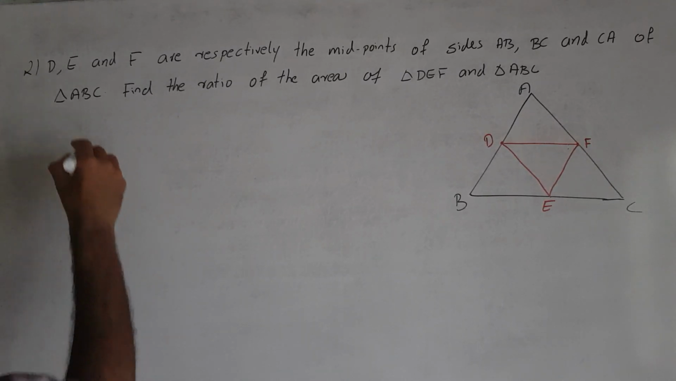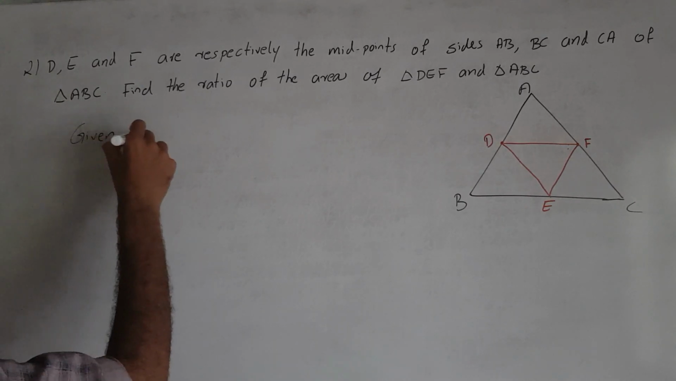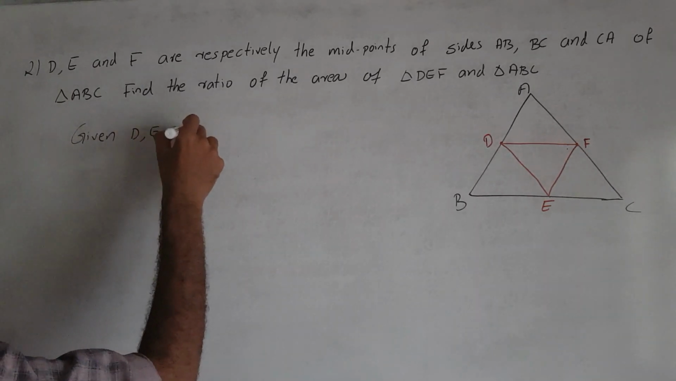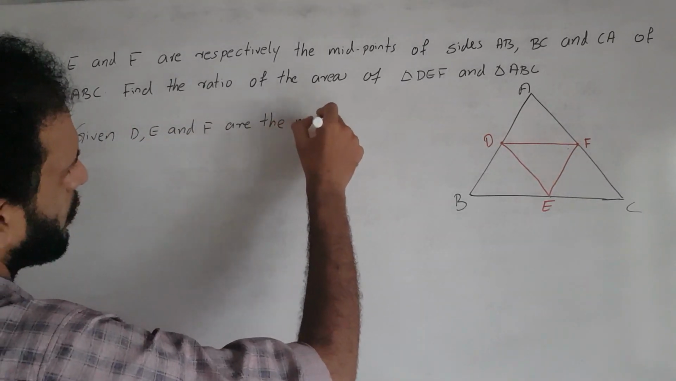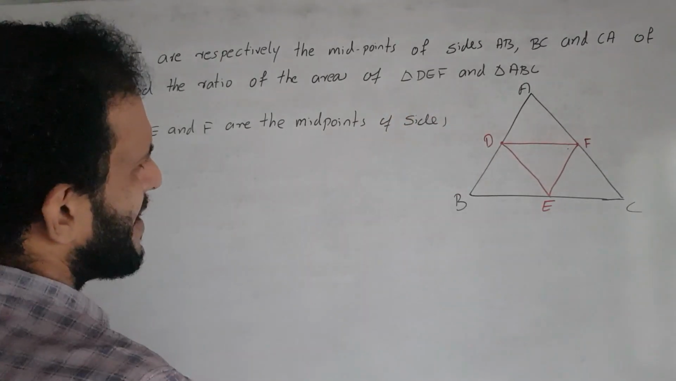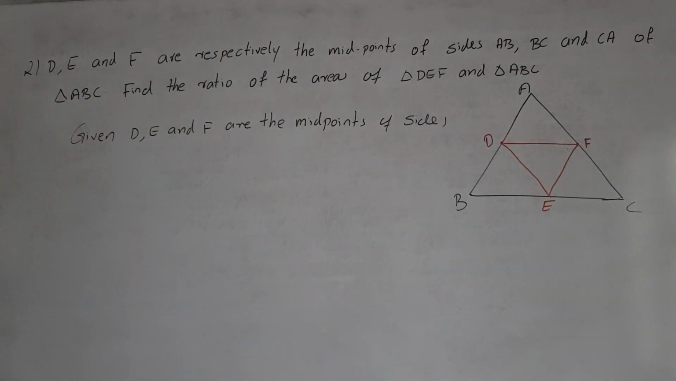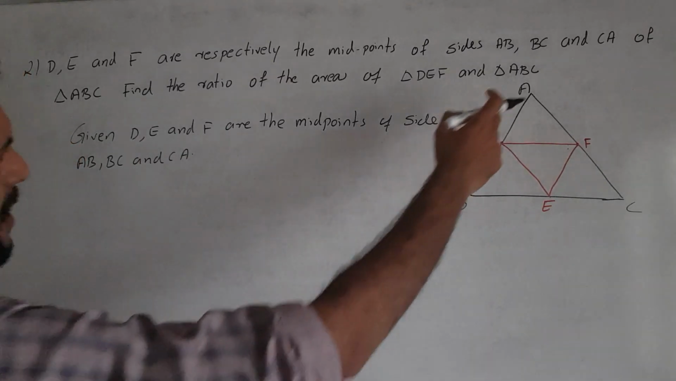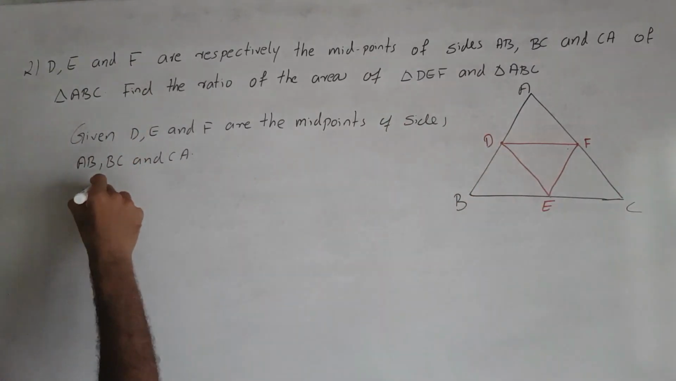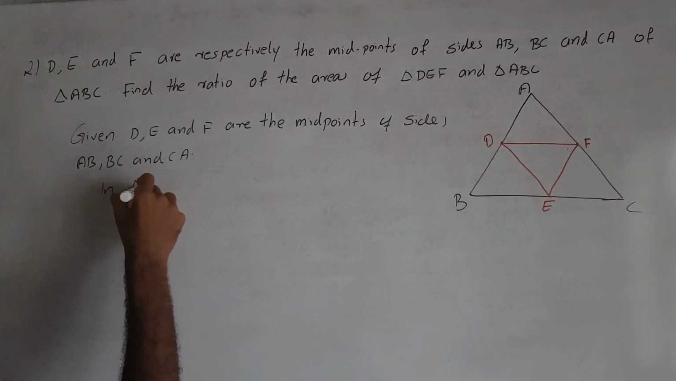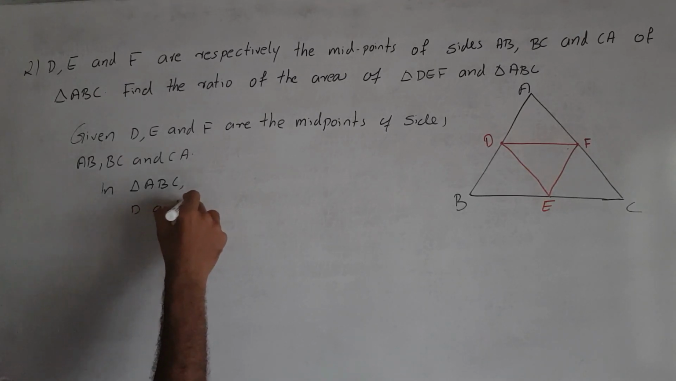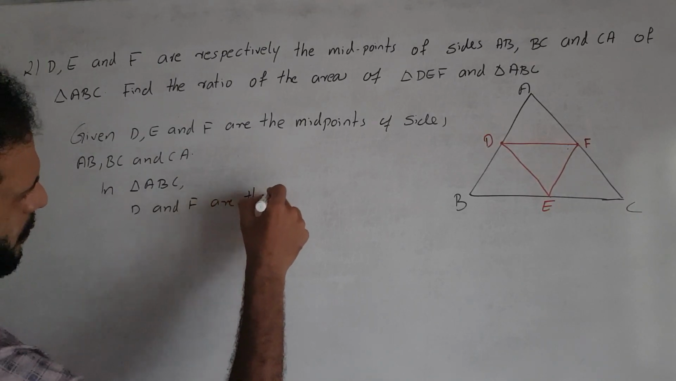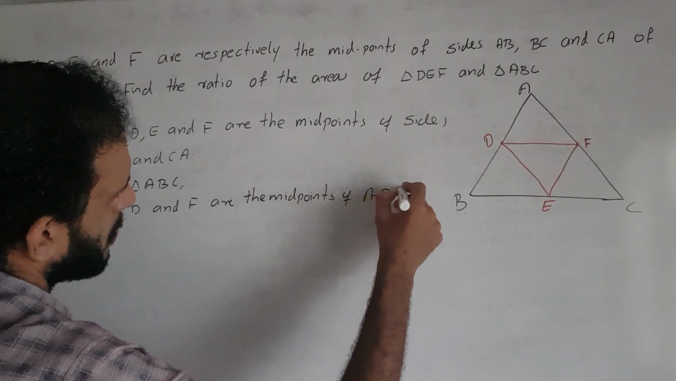What is that? Given: D, E and F are the midpoints of sides AB, BC and CA. Correct? So next we start like this. In triangle ABC, D and F are the midpoints of AB and AC.